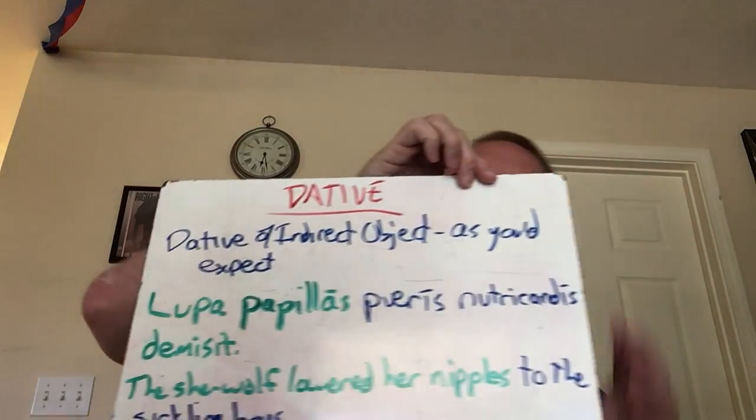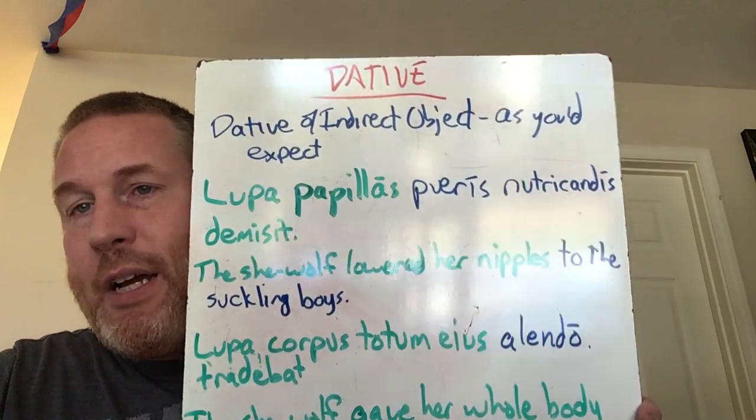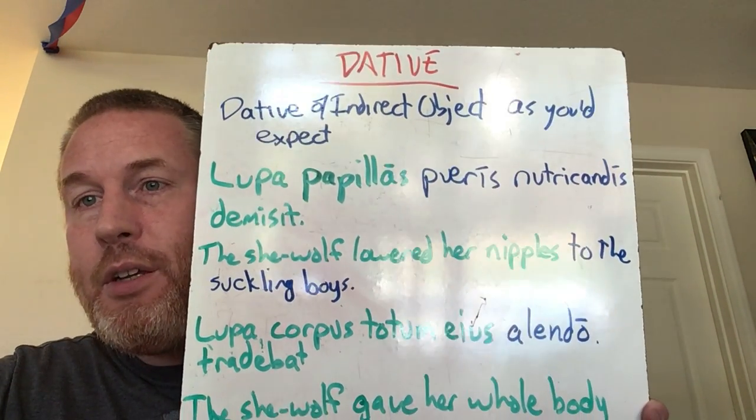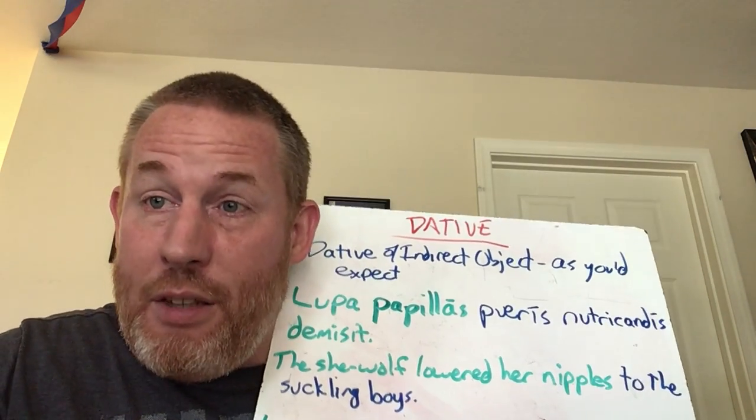Okay, so I'm going to hit you with the easy one first. Gerunds and gerundives can be used with the dative as indirect objects. That's really easy. It's as you'd expect it, right? You need a transitive verb and a direct object, and then you're going to have the indirect object being the gerund or the gerundive.